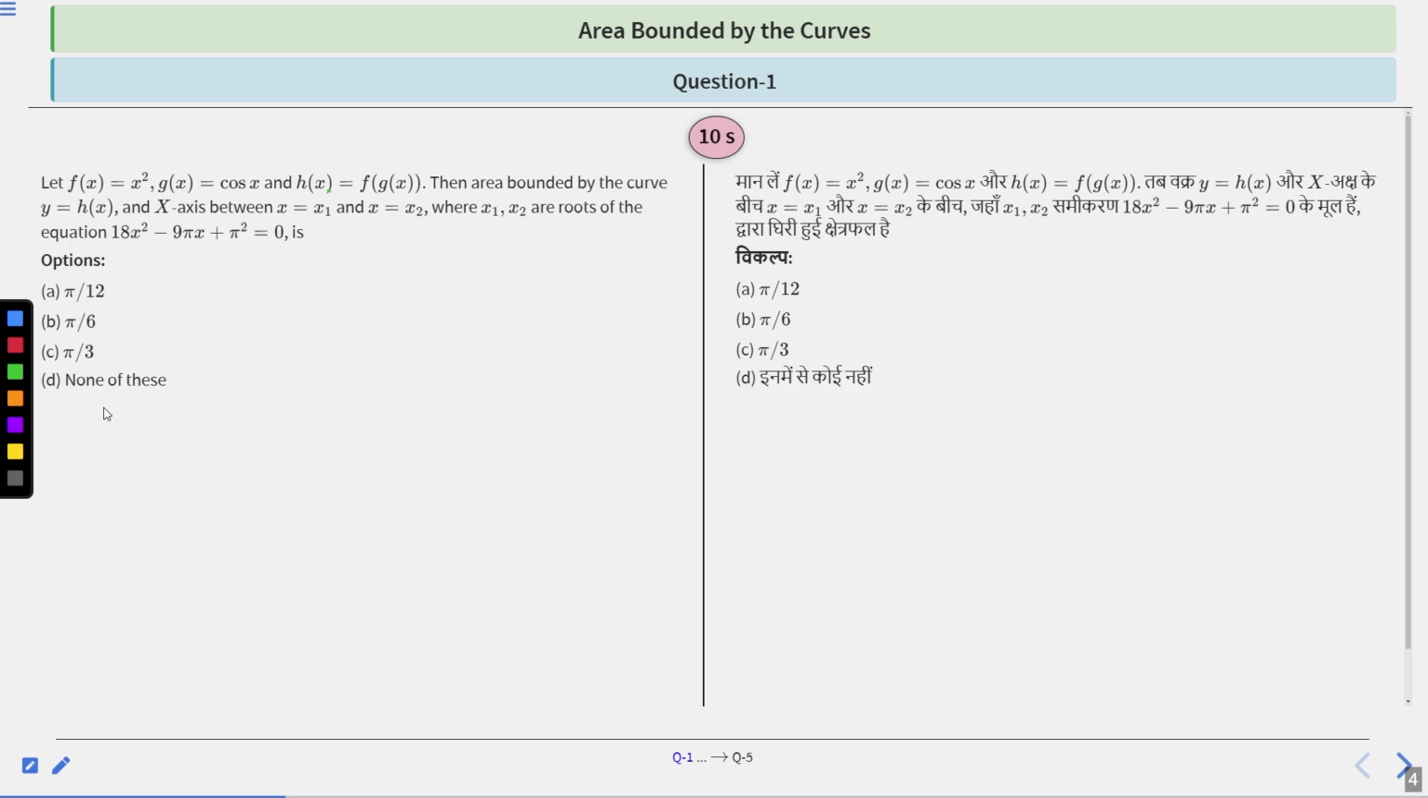You have 10 seconds to solve or think about this question. After 10 seconds, we will discuss the solution.